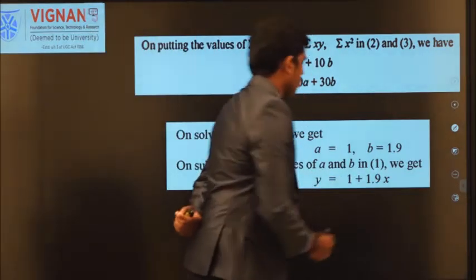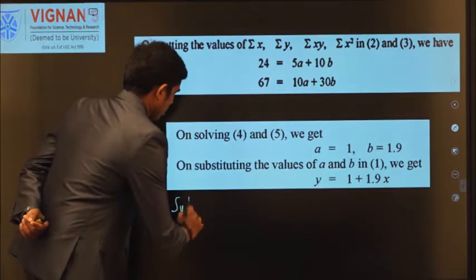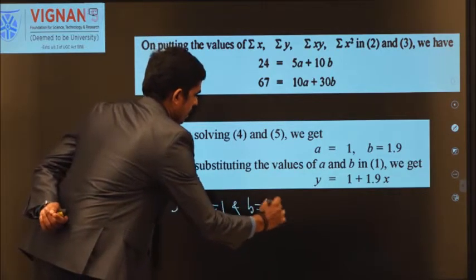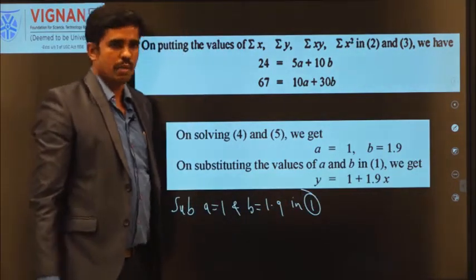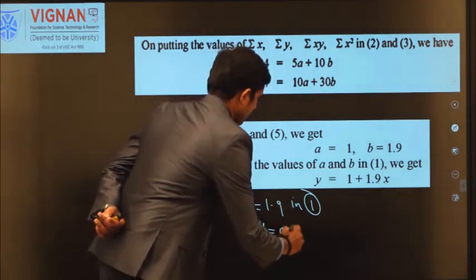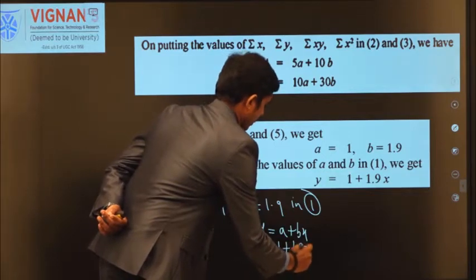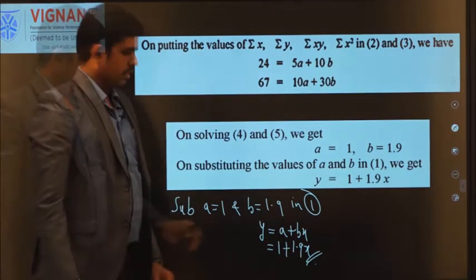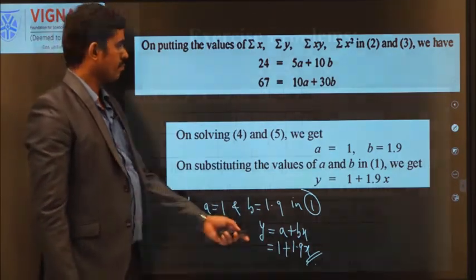So I have got a is 1, b is equal to 1.9. You can substitute a is equal to 1 and b is equal to 1.9 in equation number 1 that I assumed earlier. So y is equal to a plus bx, that is y equals 1 plus 1.9x. So this is my required straight line fit.